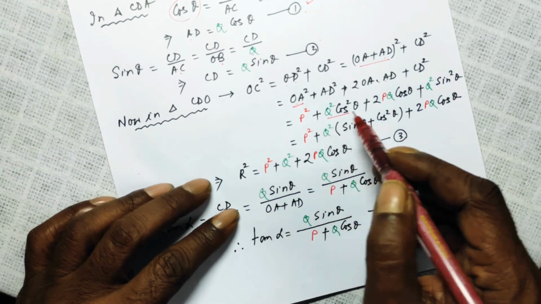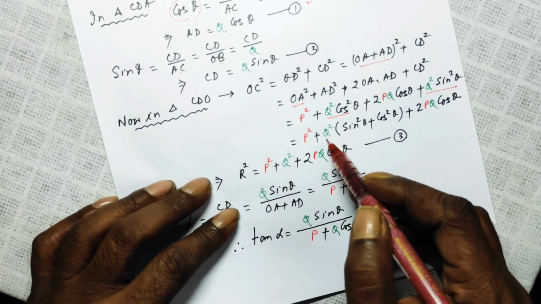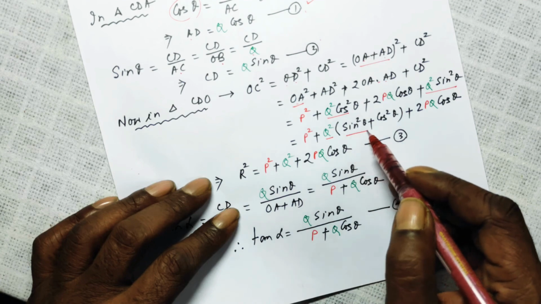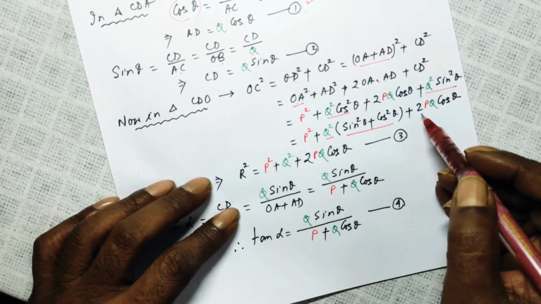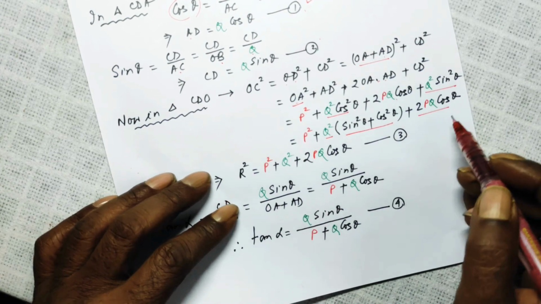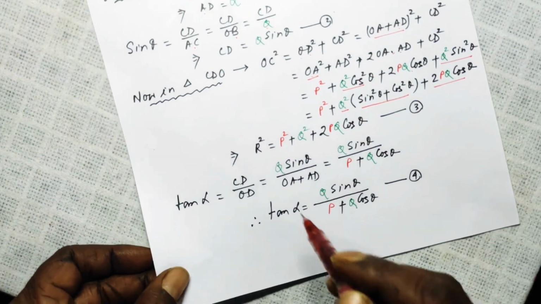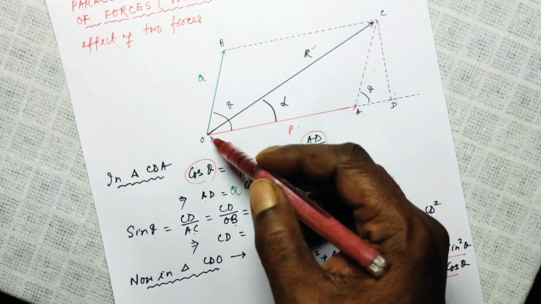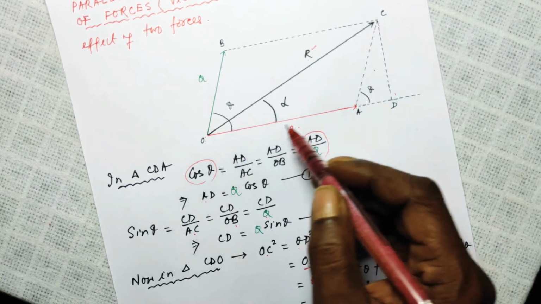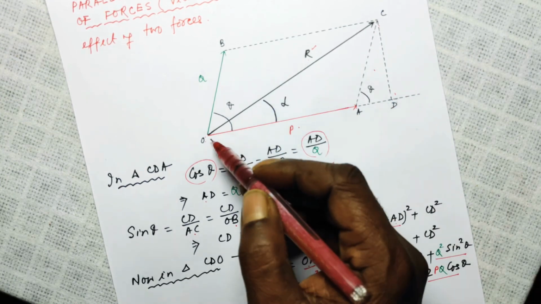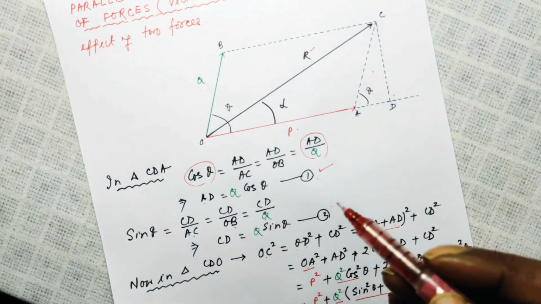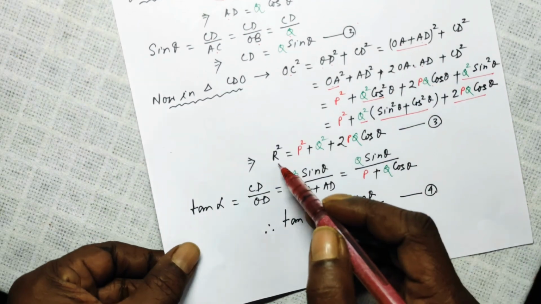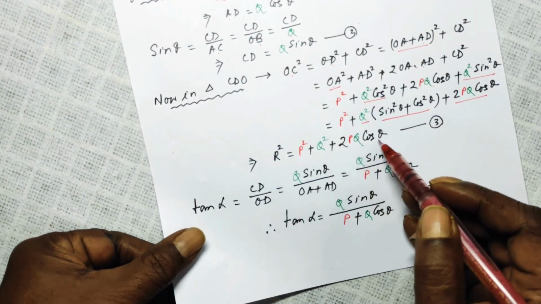Now if you write these two terms together and take Q square common, within the bracket you have sin square theta plus cos square theta, which is 1. So your R square, because OC was taken as R, the combined effect of the P force and the Q force acting at point O, is R square equals P square plus Q square plus 2PQ cos theta.